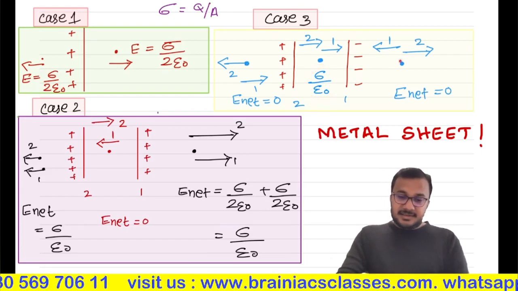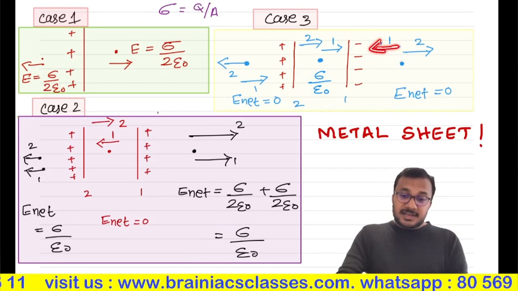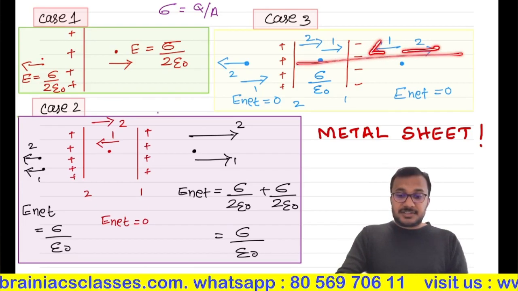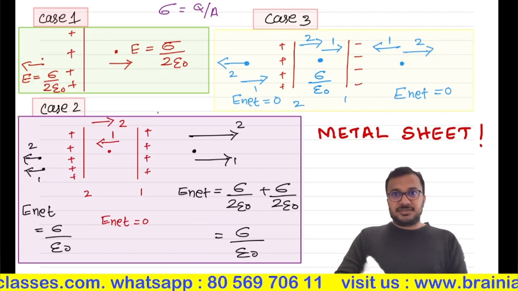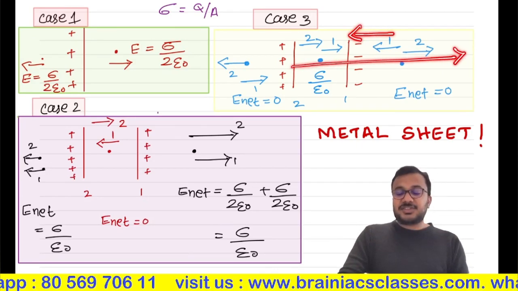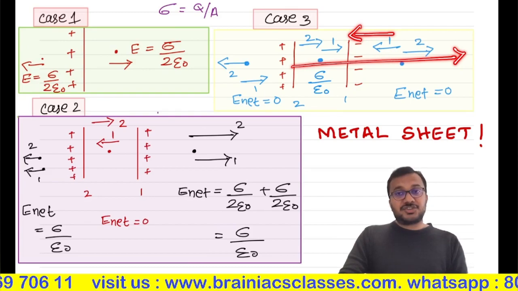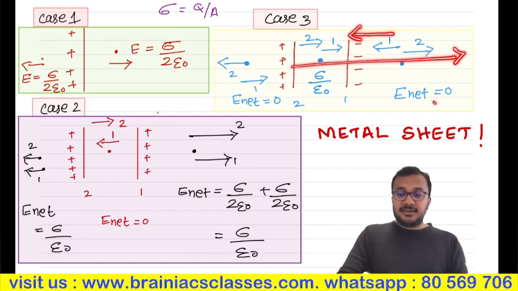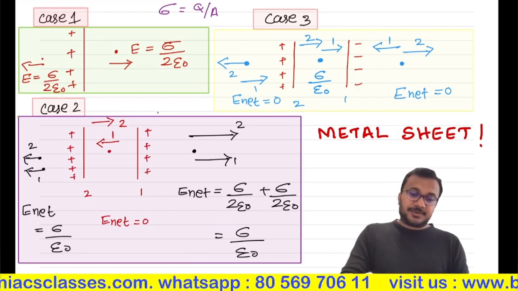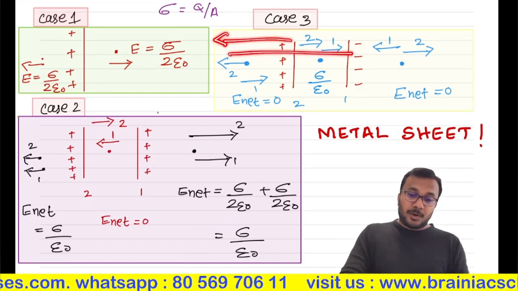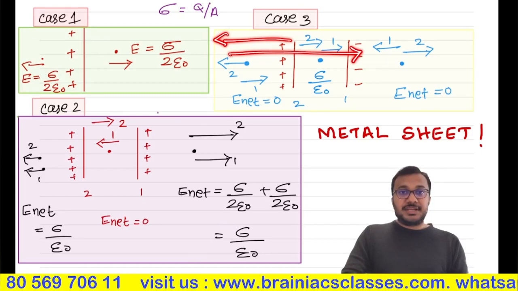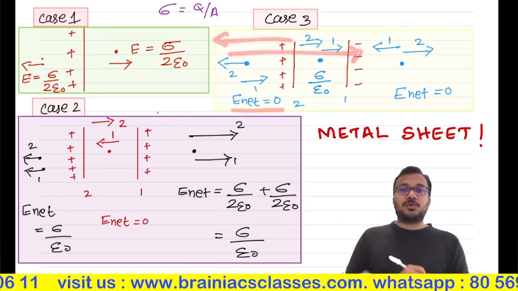But on the right side, for sheet 1 electric field lines are coming towards the sheet, and for sheet 2 electric field lines are going away from the sheet. For one, electric field lines are coming inside, for two, they are going out. So both are in opposite directions with equal magnitude, E net is equal to 0. On the left side, electric field lines from 2 are going outside and for 1 are coming inside. So 1 and 2 are in opposite directions with equal magnitude, E net is equal to 0.